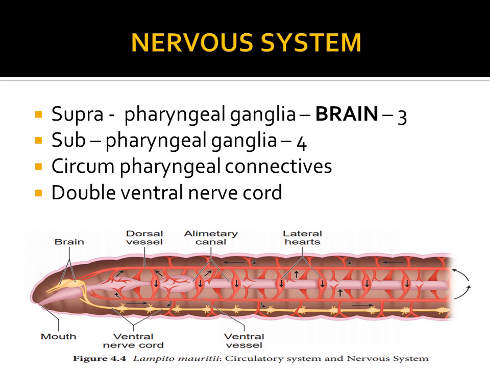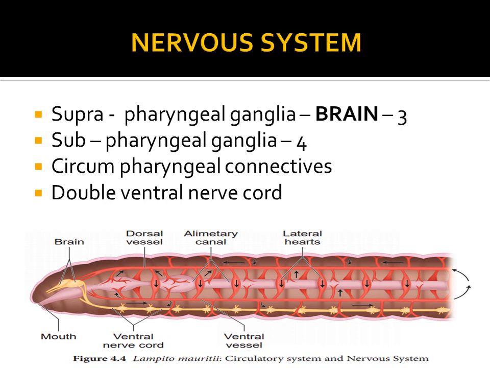Both will be connected by the ring-like structure. Can you watch one circle or ring which is surrounding the pharynx? This ring will be there on both sides of the pharynx like a ring, connecting the subpharyngeal ganglia. Clear? That's why it is known as the circumpharyngeal connectives.